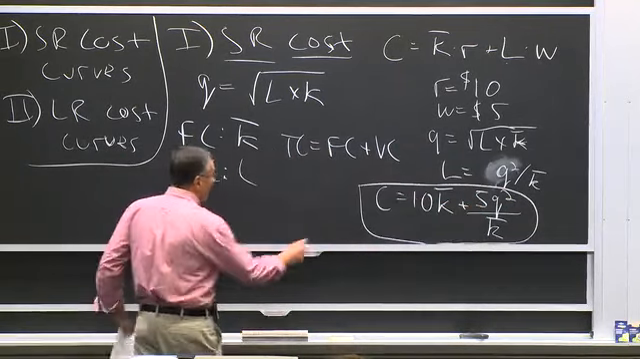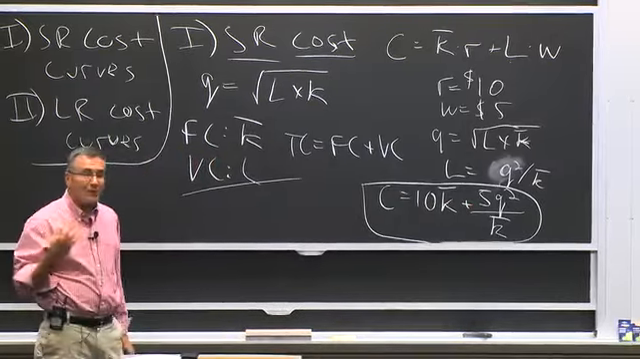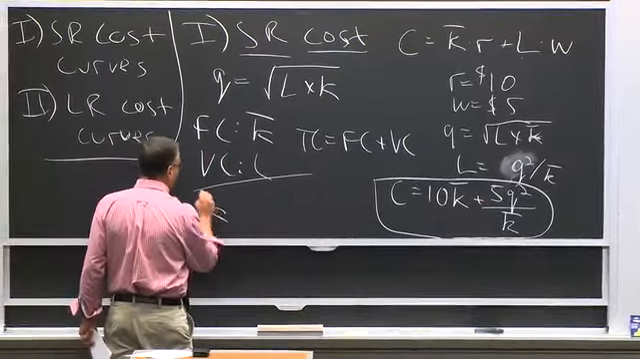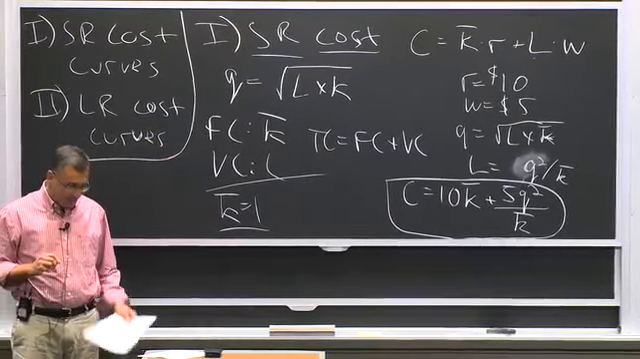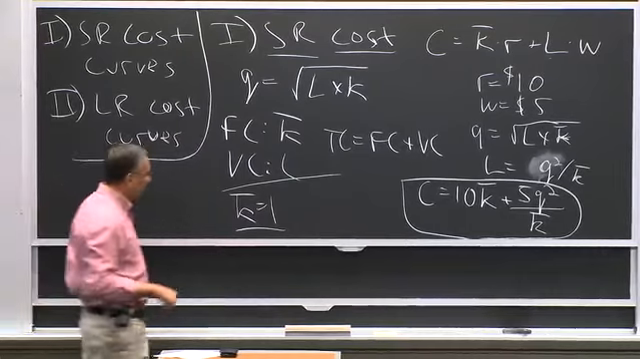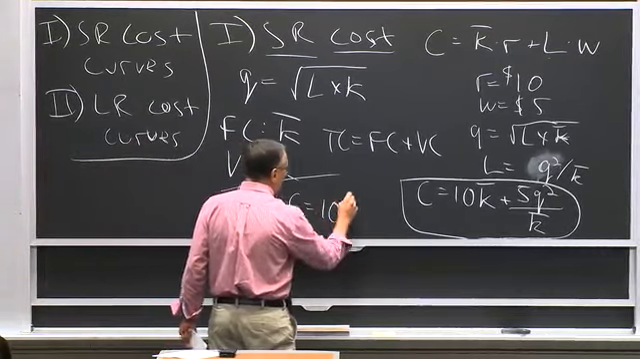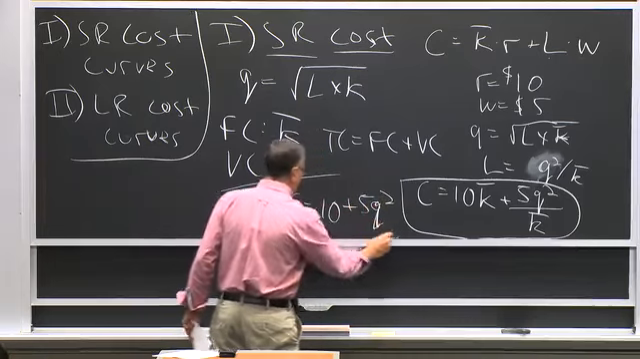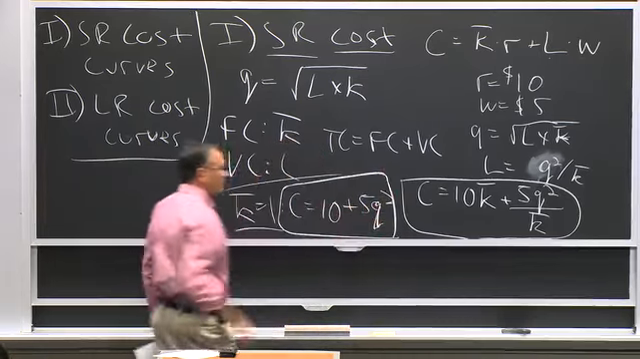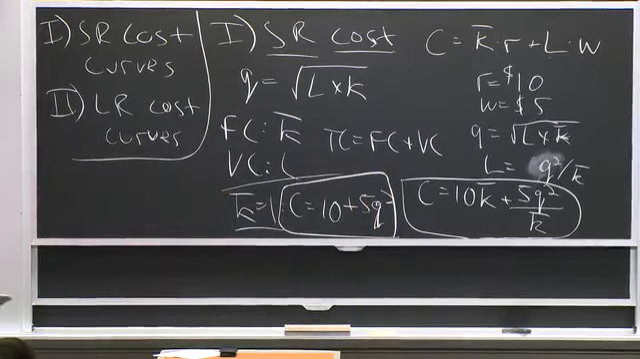Okay? So for example, for a fixed level of capital, this is cost. Let's imagine our short run level of capital is 1. Let's imagine we have 1 unit of capital in the short run, just to make the math easy. Then that simply says that cost equals 10 plus 5Q squared. And that's our cost function. We've just derived the short-run cost function.